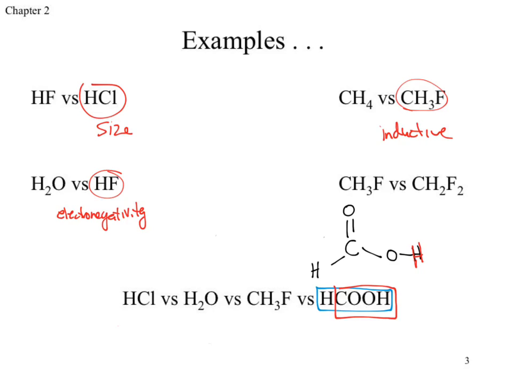So hopefully you guys have nailed down those first three. I don't remember the actual rule numbering, so I'm just writing the rules. Our first one is based on size. Our second one is an inductive effect, which I think was the last one on that list. Then we've got electronegativity. And then what do we have?